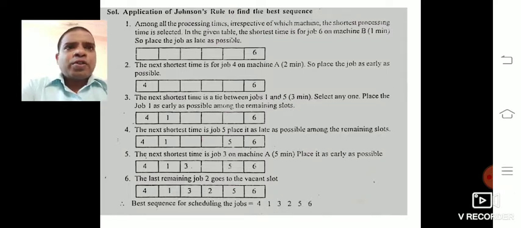Have you understood how to find the best sequence? If the minimum processing time occurs at machine A, you place that job towards the extreme left side, as early as possible. If the minimum processing time occurs in the machine B column, place that job as late as possible, towards the right side. Now we have the sequence 4 1 3 2 5 6. The first step is to find the sequence.